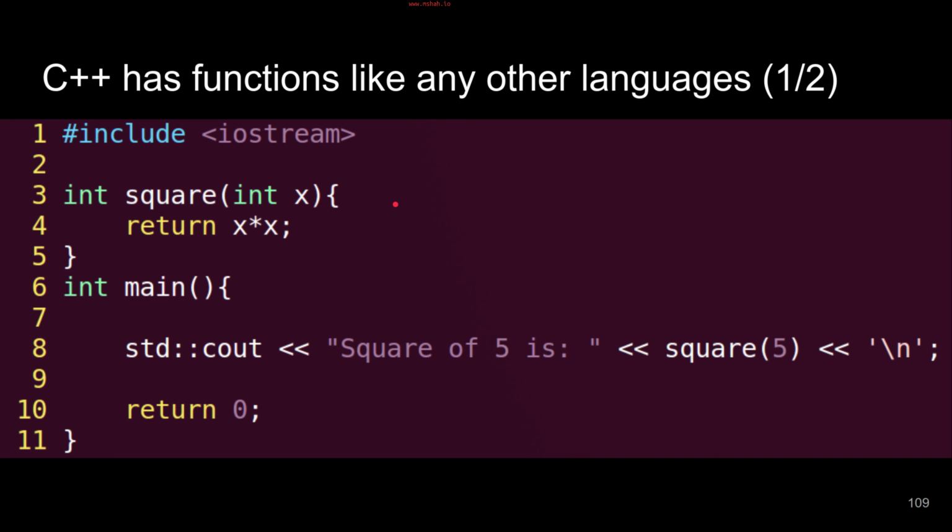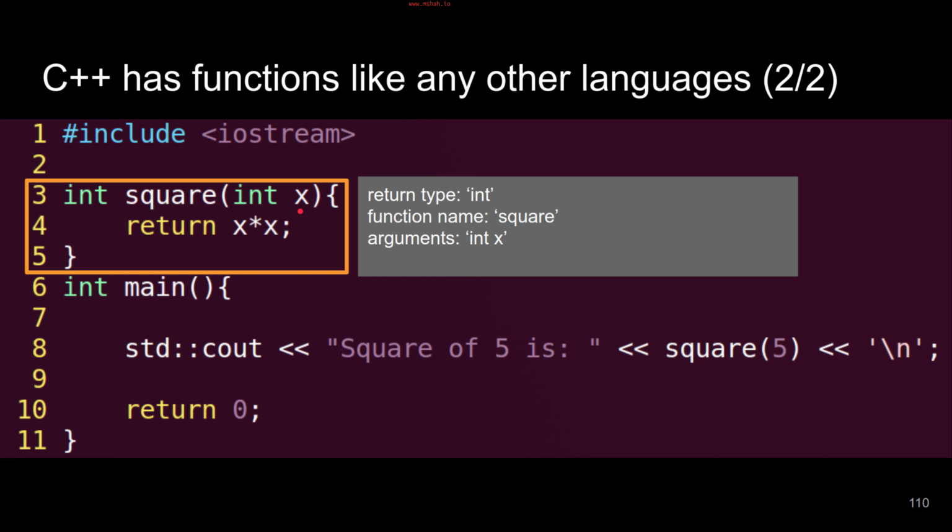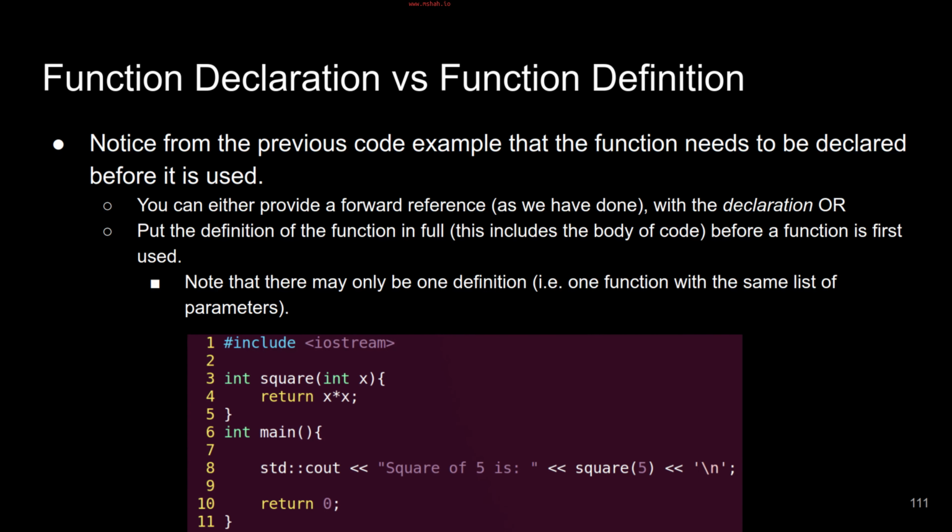Okay. C++ has functions just like any other language. You have to declare them before you use them. So here's a little function here called square, which takes in one parameter, an int called x. Okay. So here's just some notes about that. And it's important to keep in mind the function declaration versus the function definition. Again, the function needs to be declared. So int square on this line is declared, and then it's defined in the same block here. But it needs to be declared before it can be used here in this code.